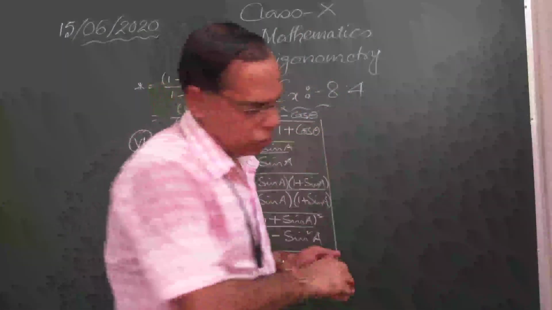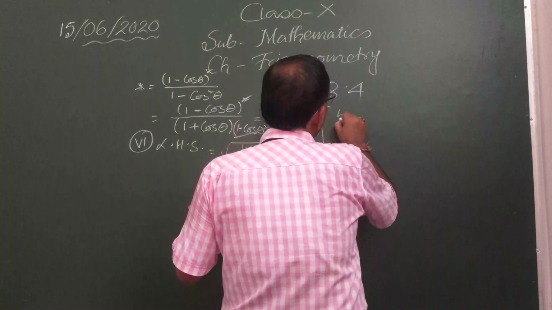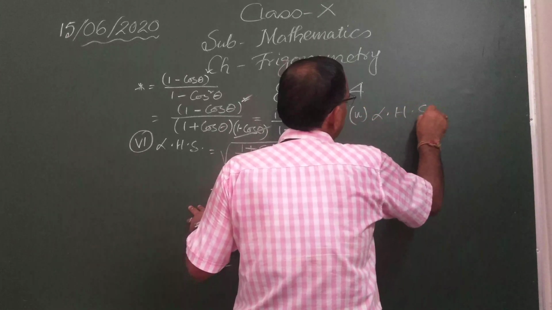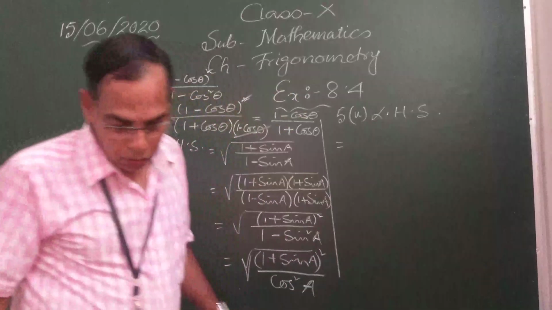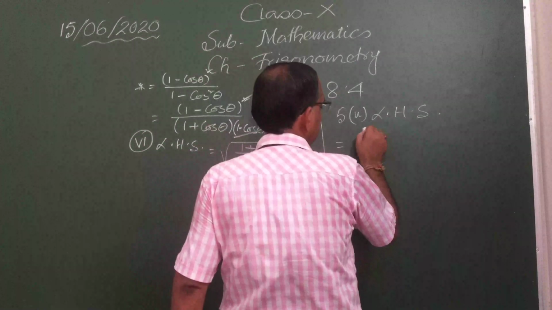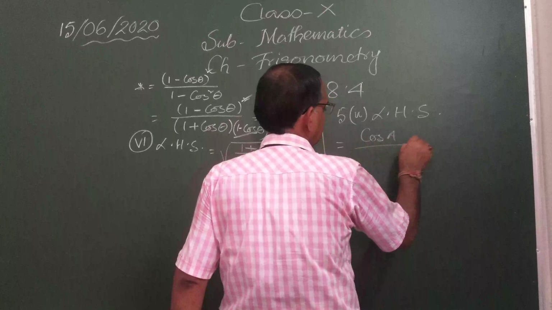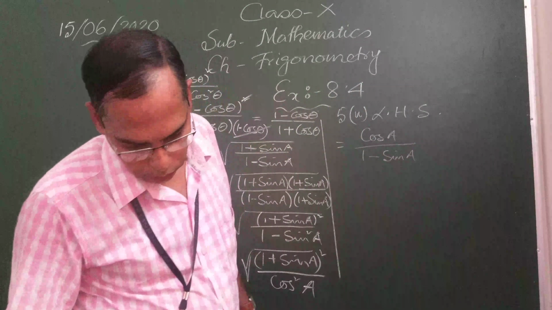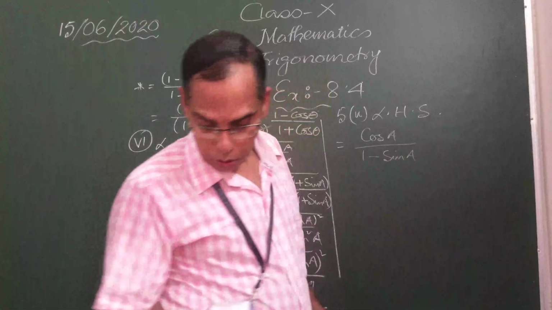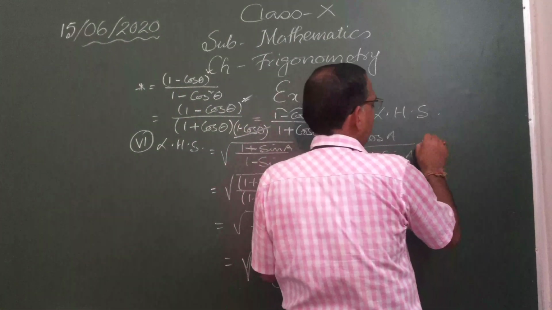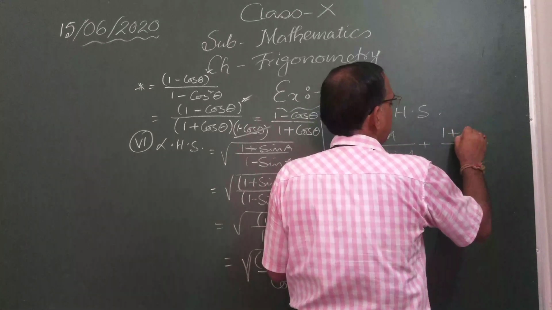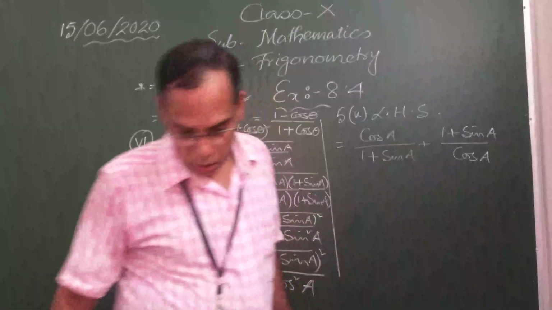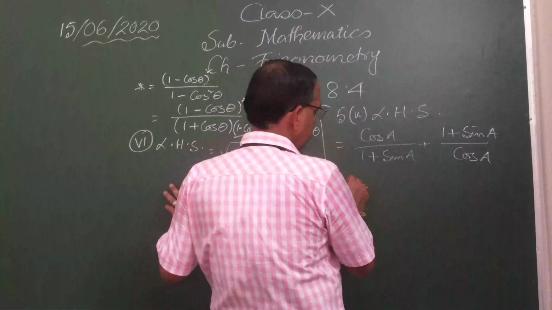Now 5 Roman 2. Roman 1 is done. LHS: cos A divided by 1 minus sin A, plus 1 plus sin A divided by cos A. Yes or not? This is the question given.